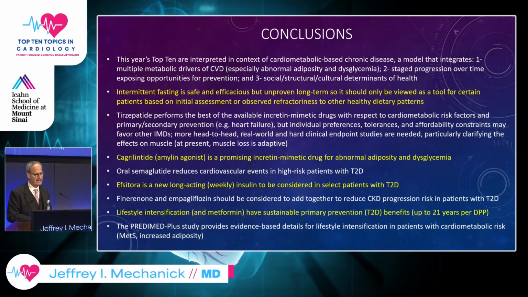Cagrilintide, amylin agonist, a promising incretin mimetic drug. I think I said antagonist before. Agonist, a promising incretin mimetic drug for abnormal adiposity and dysglycemia. It'll be coming out along with others in the pipeline. Oral semaglutide now showing some superiority, not just the non-inferiority from the prior CVOTs, and useful to reduce cardiovascular events in high-risk patients.